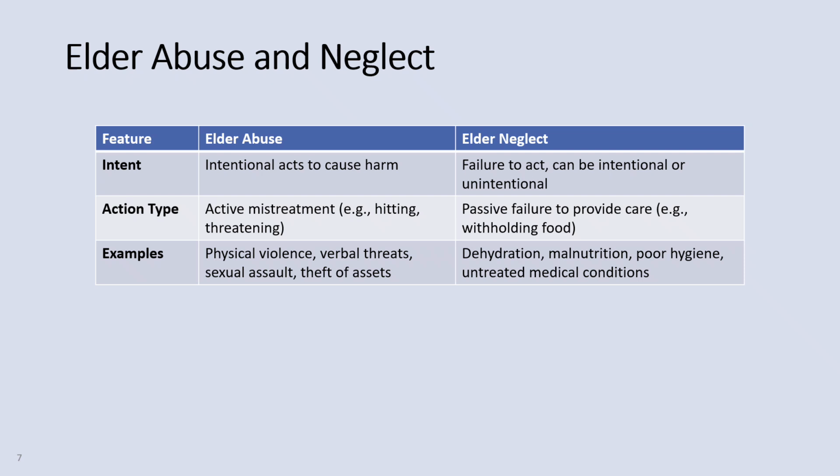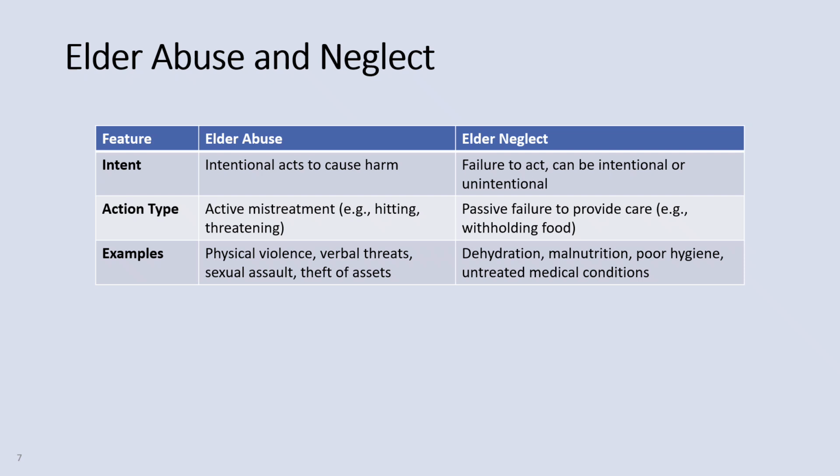The Centers for Disease Control and Prevention defines elder abuse as an intentional act or failure to act that causes or creates a risk of harm to an older adult. Elder abuse is an active form of mistreatment and is considered a crime.